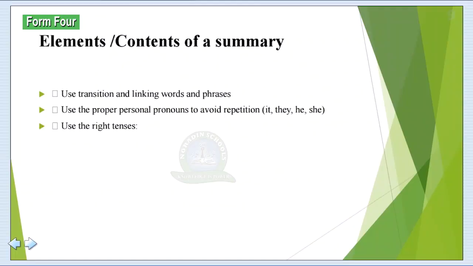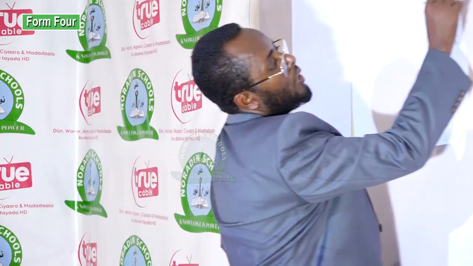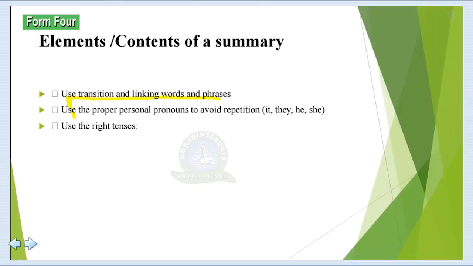Elements or contents of a summary. Use transitional words like however, therefore, on the other hand, on the contrary. We are going to use these words and phrases. Use the proper personal pronouns to avoid repetition: it, they, he, she. Use the right tenses. So these are the techniques, advice, and elements you are going to use when you want to summarize. Remember all of these, and also the 5 R's.